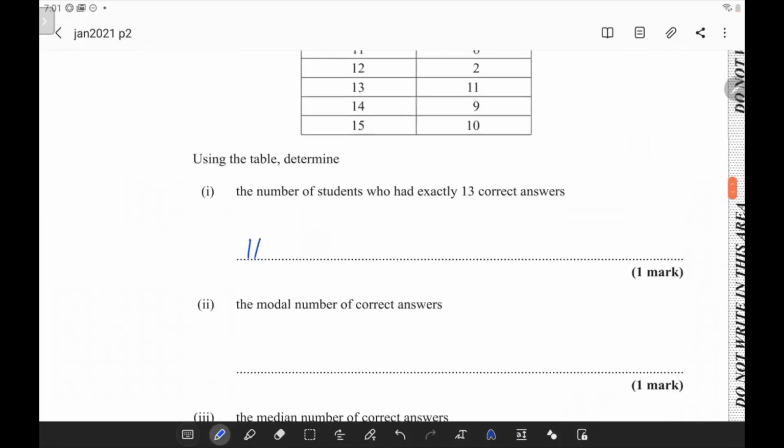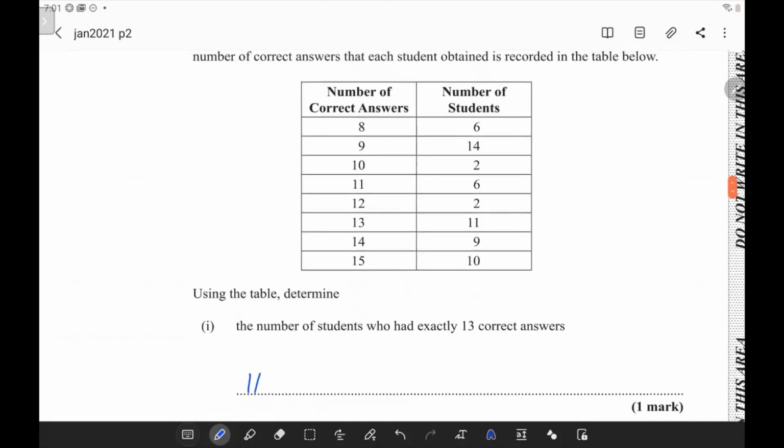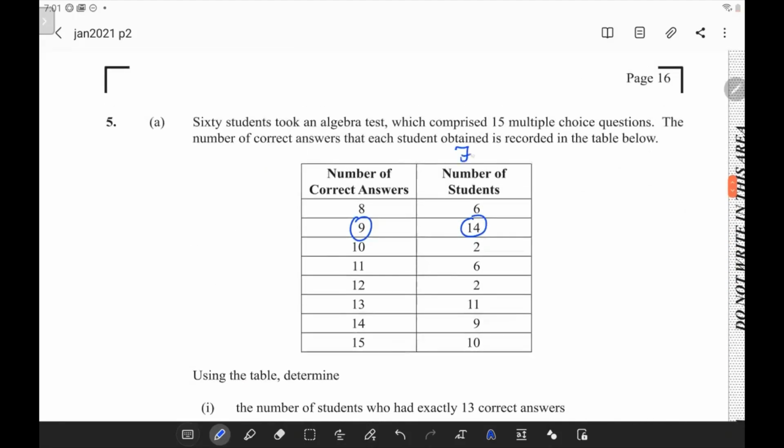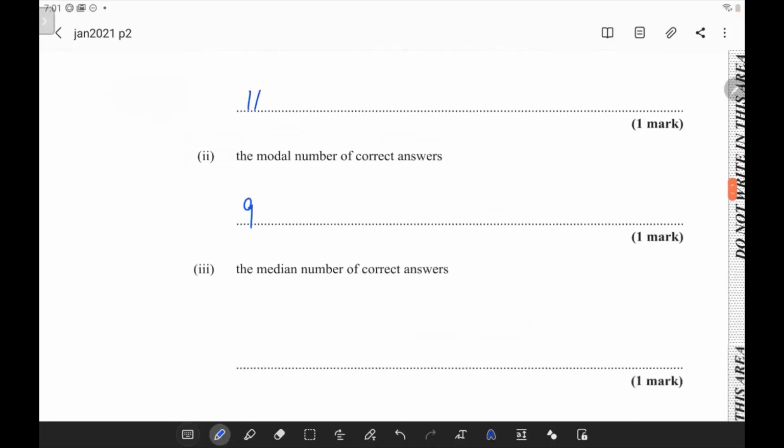The modal number of correct answers is the number for which the number of students was the most, so that corresponds to this one. So the modal number of correct answers is 9. This plays a role as the frequency. So this was the most frequent: 14 students scored 9 correct answers.